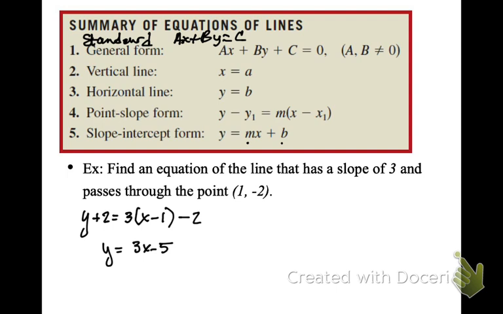Okay, they give you a point and a slope, so what form should you use? Point slope form. So you plug in your point, you plug in your slope, and you solve for y, puts it in what form?